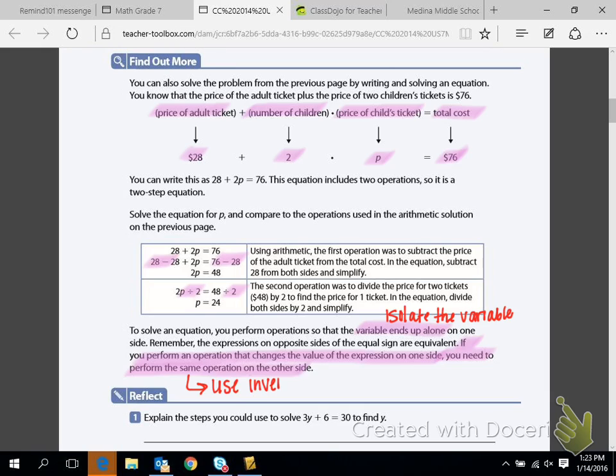And the operations that we use to solve with are called inverse operations. So we use inverse operations to isolate the variable. And inverse just means opposites.